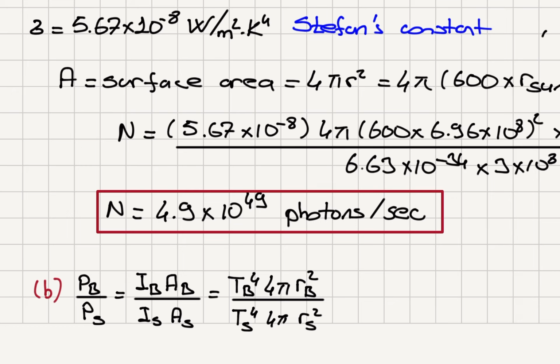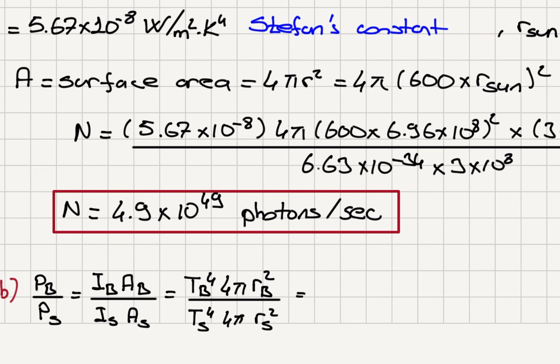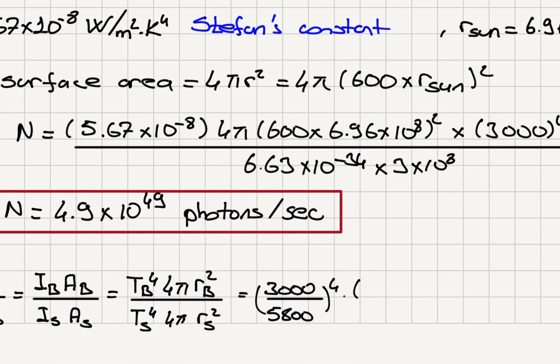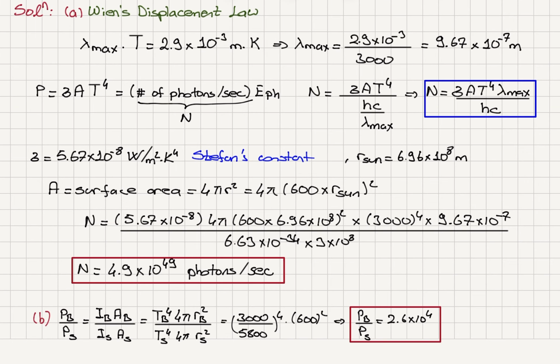times 4 pi radius of the Sun squared. So that tells me this is 3000, the surface temperature of Betelgeuse, divided by the surface temperature of the Sun, 5800, to the fourth power, and the ratio of the radii is 600, so it's 600 squared. So that gives me the power radiated by Betelgeuse divided by the power radiated by the Sun to be 2.6 times 10 to 4. So that's the answer to part B.